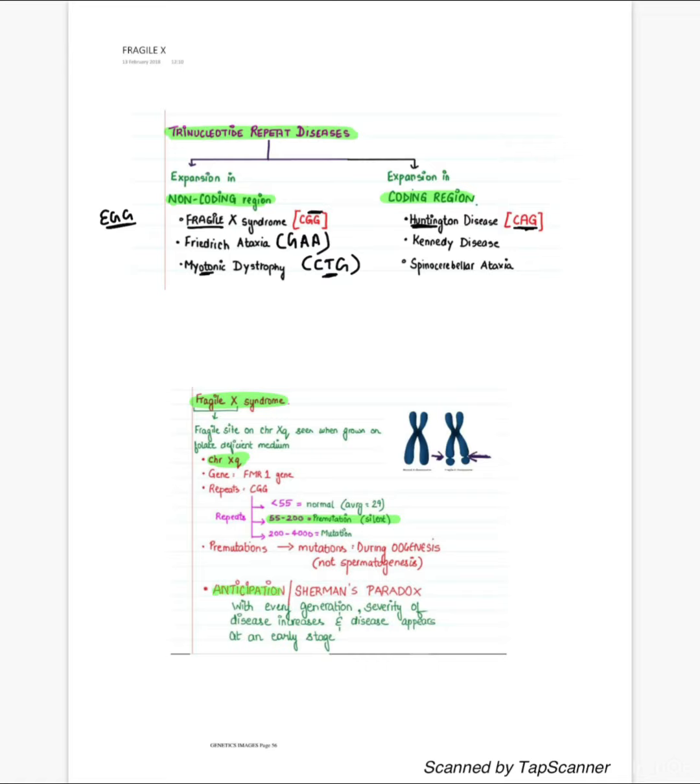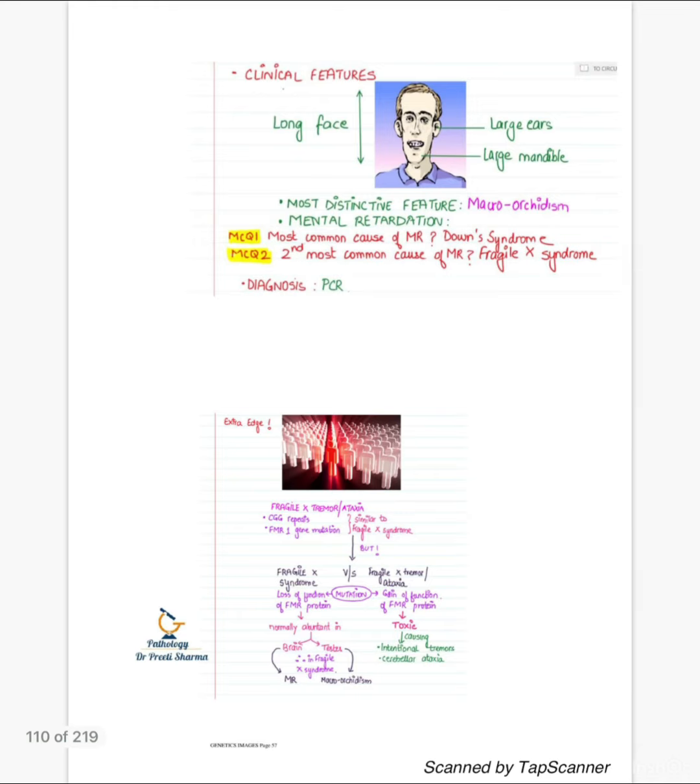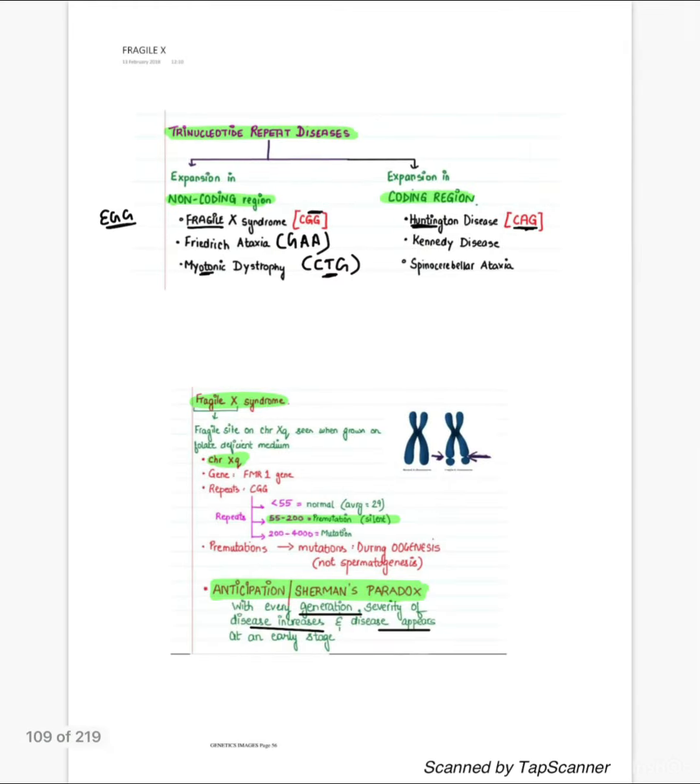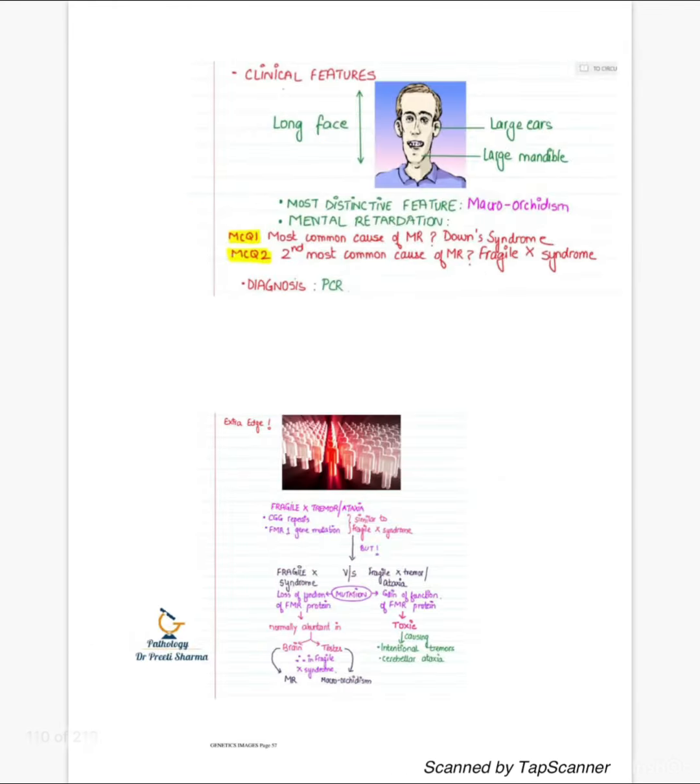Again, very important, guys. And this question was also asked, this is also a PYQ: what is anticipation or the Sherman paradox? With every generation, guys, the severity of the disease increases and the disease appears comparatively earlier as compared to the last generation. This is again important. Then coming on to the features of your fragile X syndrome, guys. We wrote CGG, that is giant gonads, that is macroorchidism. Again, very important, guys.